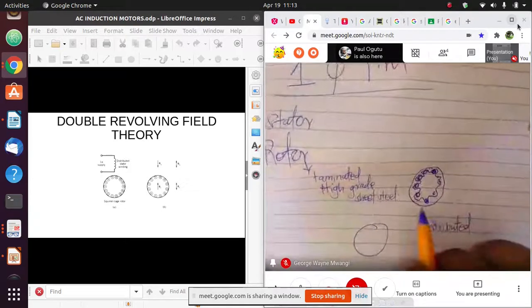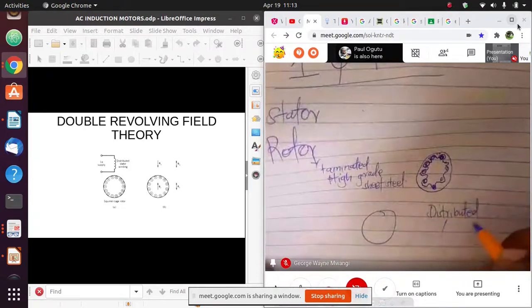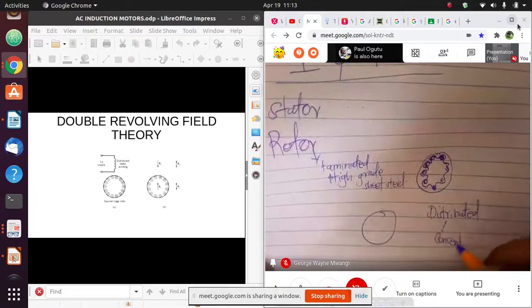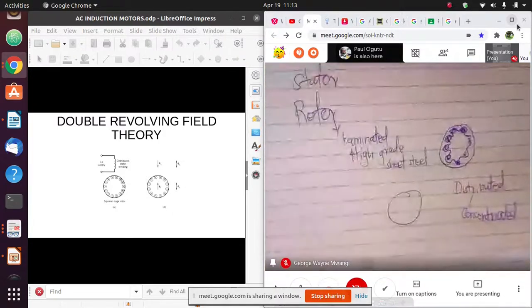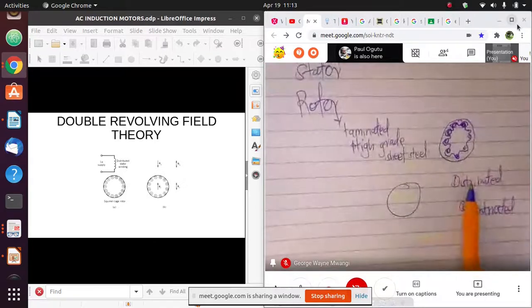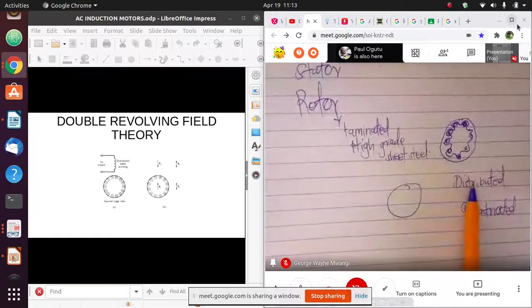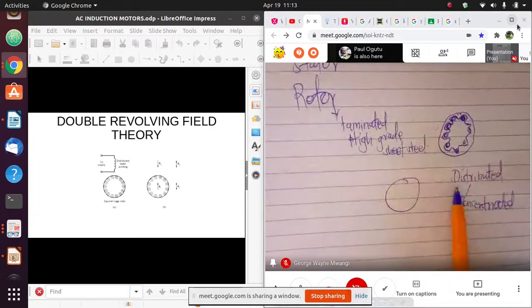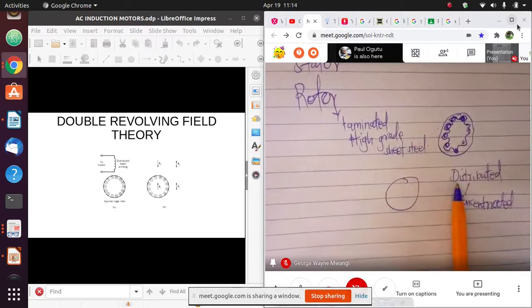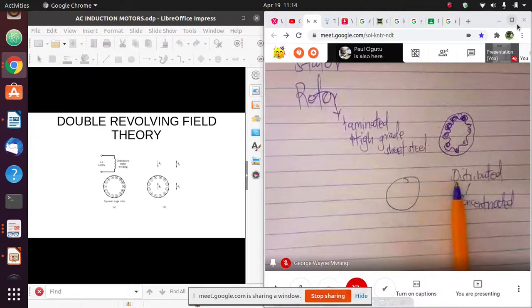I want you to go and find out the difference between distributed winding and concentrated winding. What is the difference? Because we're going to be mentioning the word distributed very often. So what is the difference between distributed and concentrated? But now we are talking about distributed. Distributed has its advantages because it provides a smoother waveform. The distributed winding of the AC circuit is smoother. That means that the AC motor will be running quieter. It will be smoother and it will be quieter.